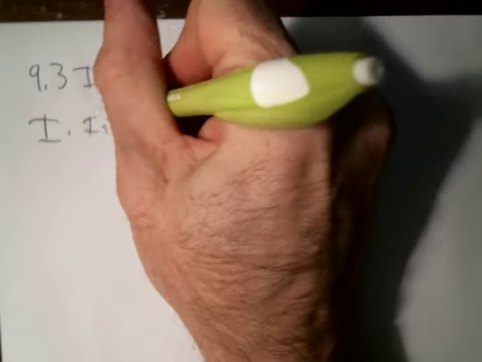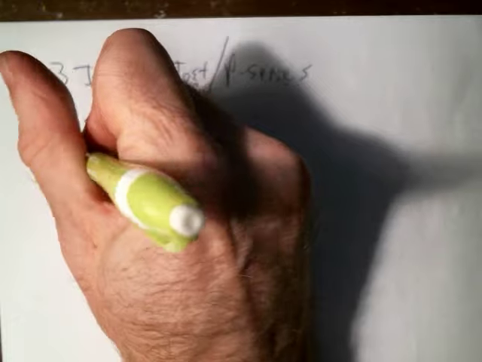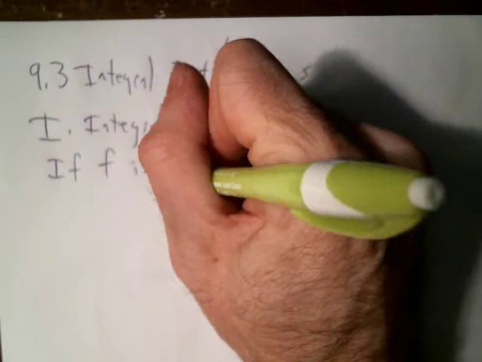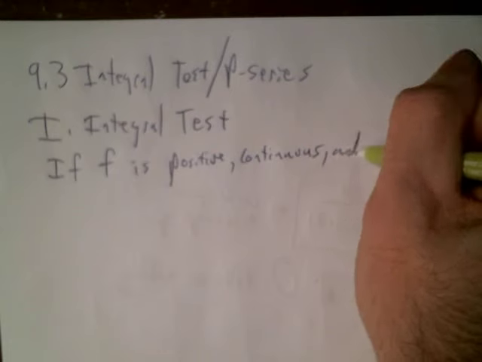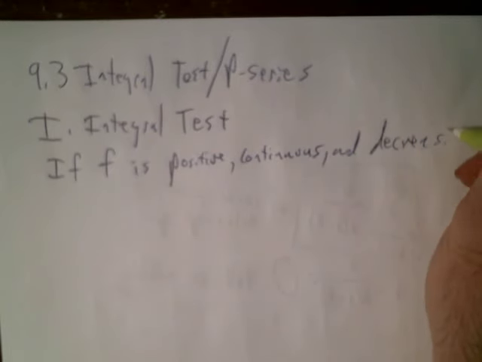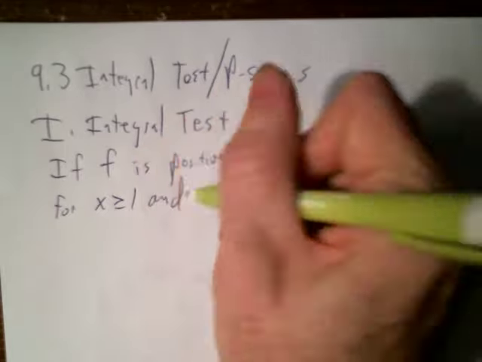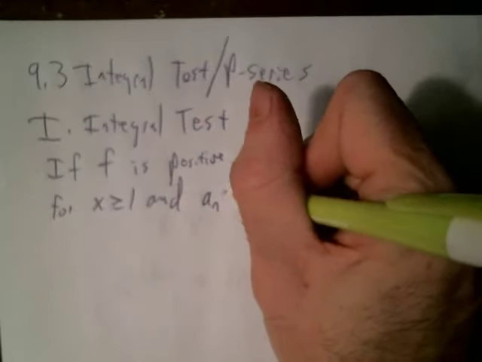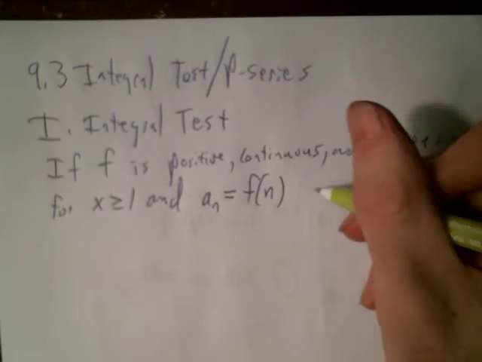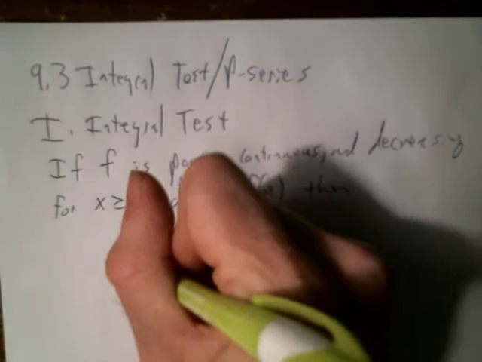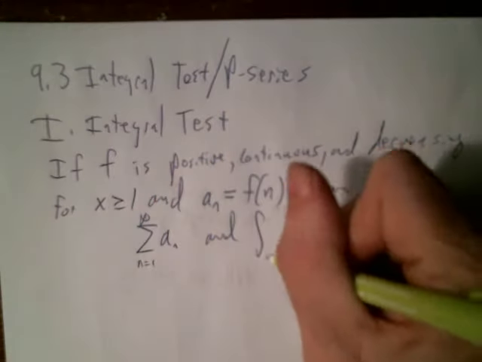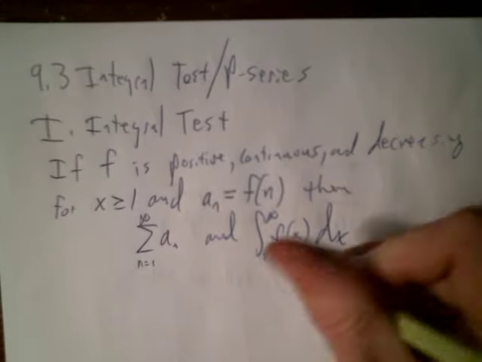Well, basically if f is positive, continuous, and decreasing eventually, the book will say for some x value greater than or equal to 1, and we're representing the terms of the sequence with this function, then the series a sub n and this integral, going from n equals 1 to infinity of f of x dx, will have the same behavior.